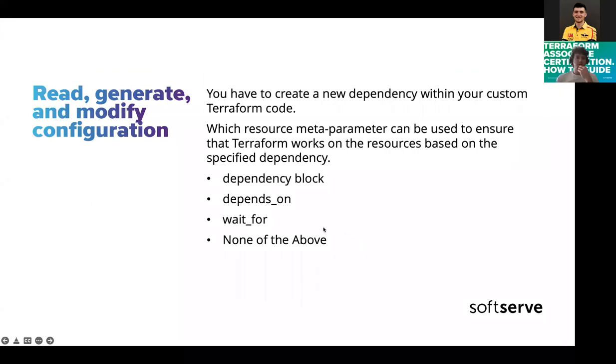Read, generate, and modify configuration. You have to create a new dependency within your custom Terraform code. Which resource meta parameter can be used to ensure that Terraform works on the resources based on the specific dependency? So Terraform works this way.